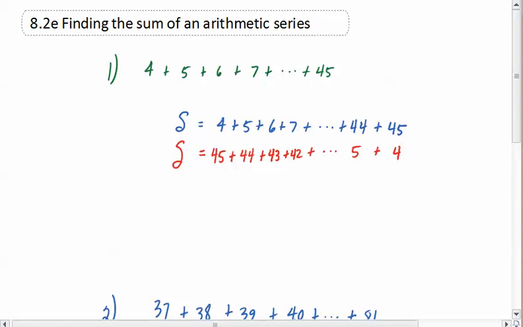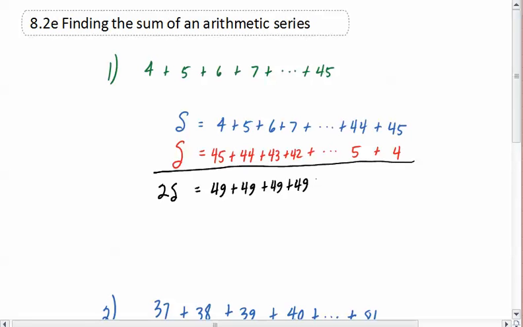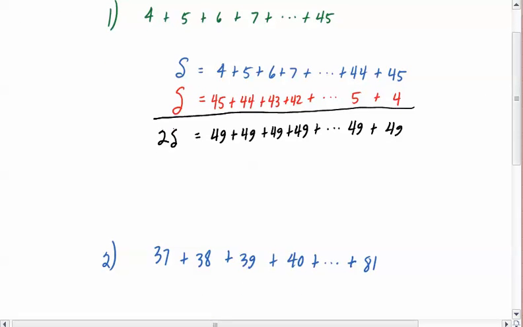Now, I can do anything I want to two equations. I can actually add them together. I'm going to add these two equations together, and I get 2s. Now this is interesting. I get 49 plus 49 plus, it's going to be 49 every single time, isn't it? So this is going to turn into quite the interesting little formula that we're going to have. So I have 2s is equal to all of that.